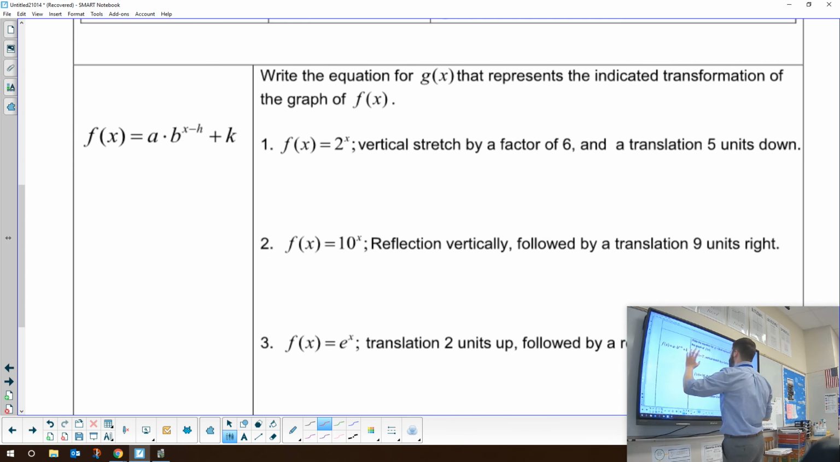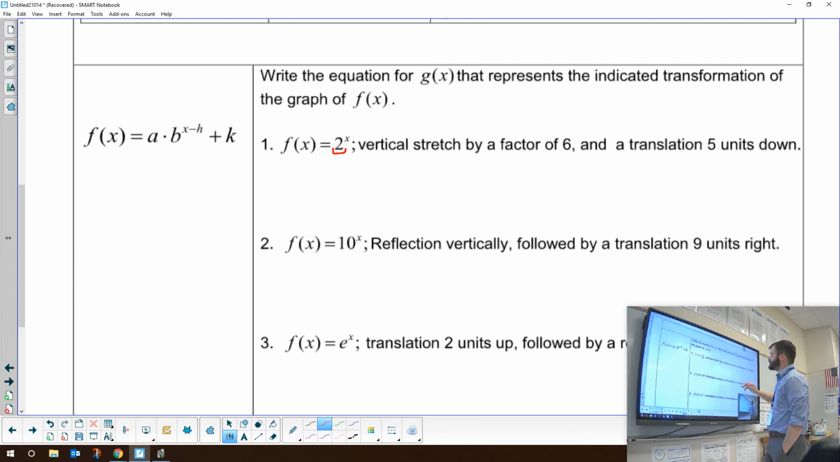So number 1, we start with our f of x, and we're going to be writing our g of x. So we have f of x equals 2 to the power of x. Okay, so this base is just our starting point. It doesn't really affect a whole lot, okay? It's not going to affect any of your transformations. We're still going to be looking at a, h, and k. Your a is still going to be the number out in front, just like the number out in front of your logarithm.